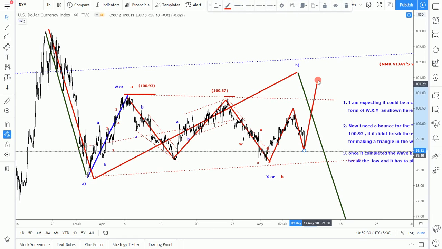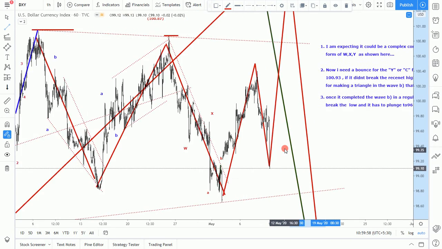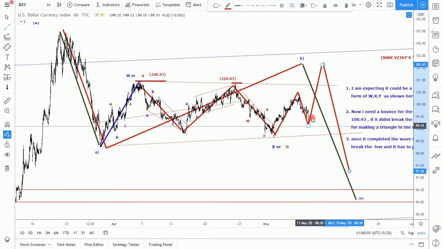Or else, if it gets here and then again falls, we need A, B, so we need a fall to break this low. But again from here the three-wave structure is over. Again, if it is a three-wave structure and gets rejected in this zone and has not yet broken, that could be an X wave triangle. So we will see that later. Right now I am expecting it has to break this 100.93. So that is my view for this week, and it's exactly what it did.